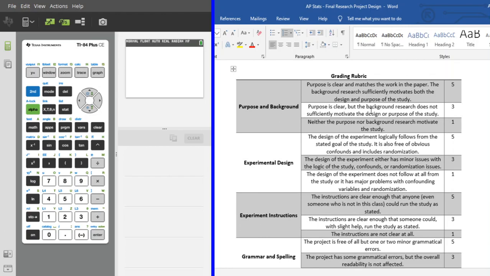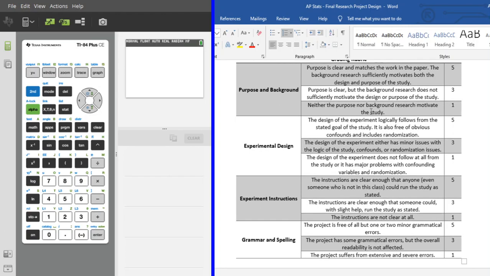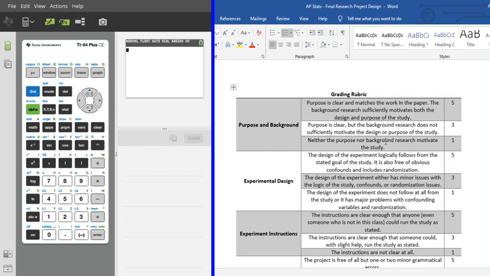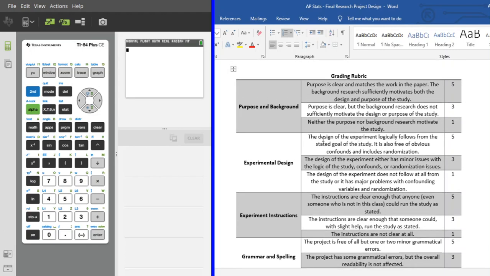Going down to the grading rubric, I've split it into categories. Each one is weighted evenly, 5 points each, into 4 categories: purpose and background, experimental design, experiment instructions, and grammar and spelling.